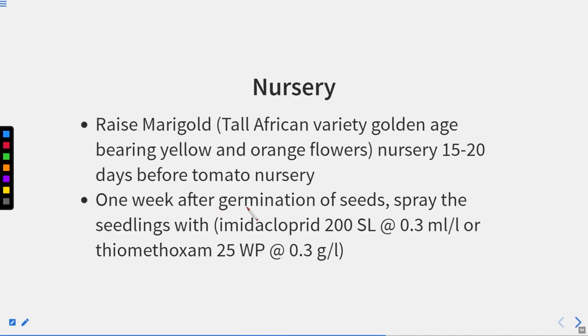Nursery. Raise marigold, tall African variety Golden Age, bearing yellow and orange flowers, in the nursery 15 to 20 days before the tomato nursery. One week after germination of seed, spray the seedlings with imidacloprid 200 SL at the rate of 0.3 ml per liter, or thiamethoxam 25 WP at 0.3 gram per liter. So this is done in the case of the nursery.